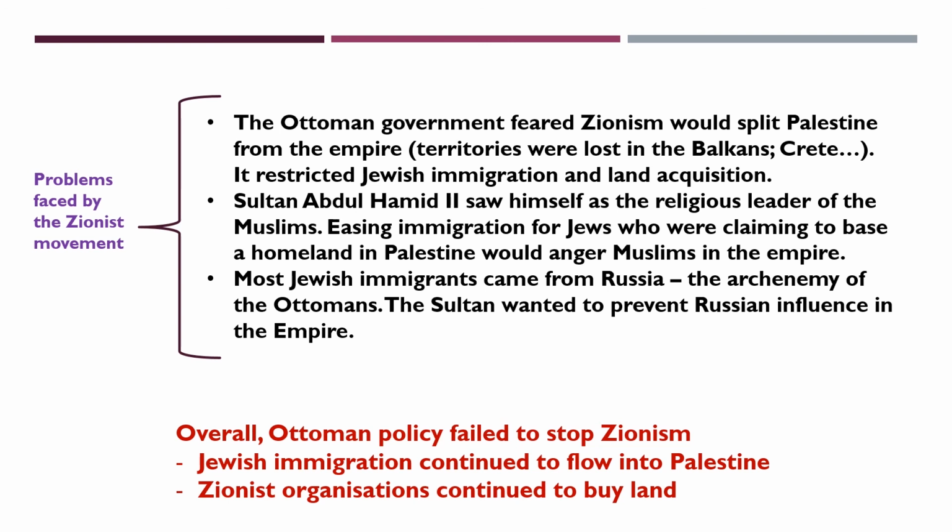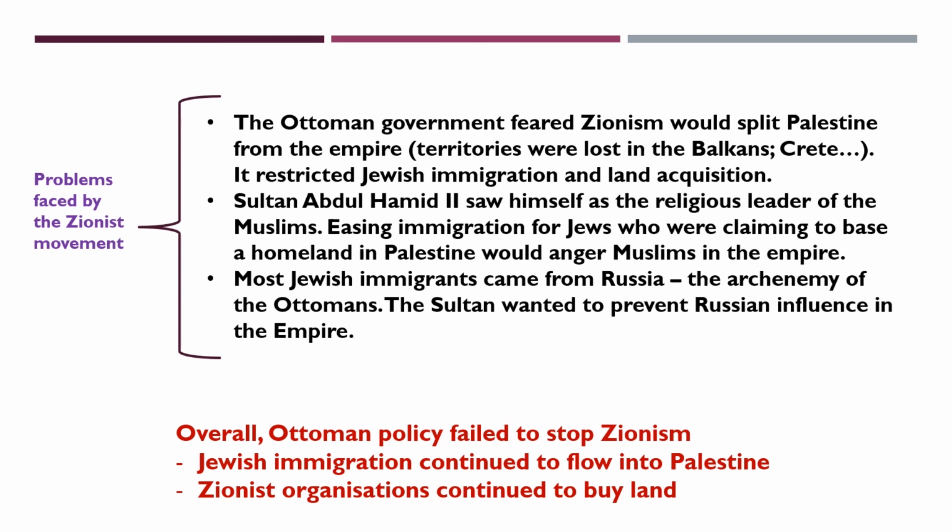Did this policy bear any fruit? The broad answer is no. Overall, Ottoman policy to stop Zionism, both immigration and land acquisition, failed. Jewish immigration continued to flow into Palestine, and Zionist organizations and Jewish philanthropists continued to buy land.